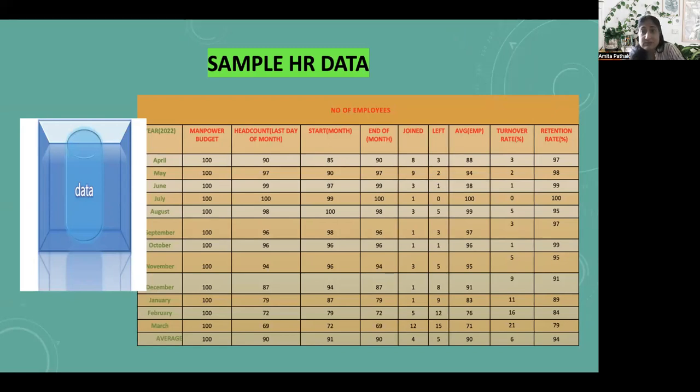So dear friends, from this table, this is clear that we have a turnover rate of 6% and a retention rate of 94%. The manpower budget, we have 100, and average headcount in the organization is 90. So this is clear sample HR data. Although this data is visible, I still took a few minutes to grasp this information. Okay, and the same is with you. You took certain time to grasp this information.